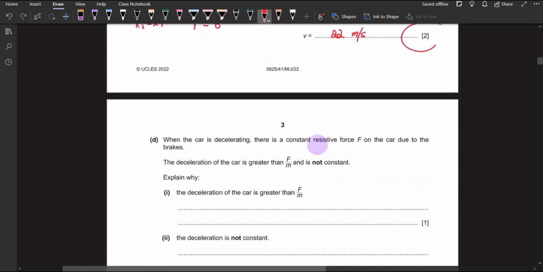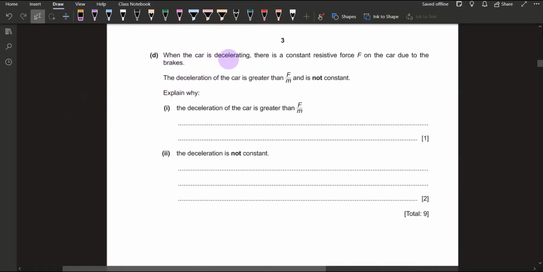Part D says when the car is decelerating, there's a constant resistive force F on the car due to the brakes. The deceleration of the car is greater than F divided by m and is not constant. Explain why the deceleration of the car is greater than F divided by m.